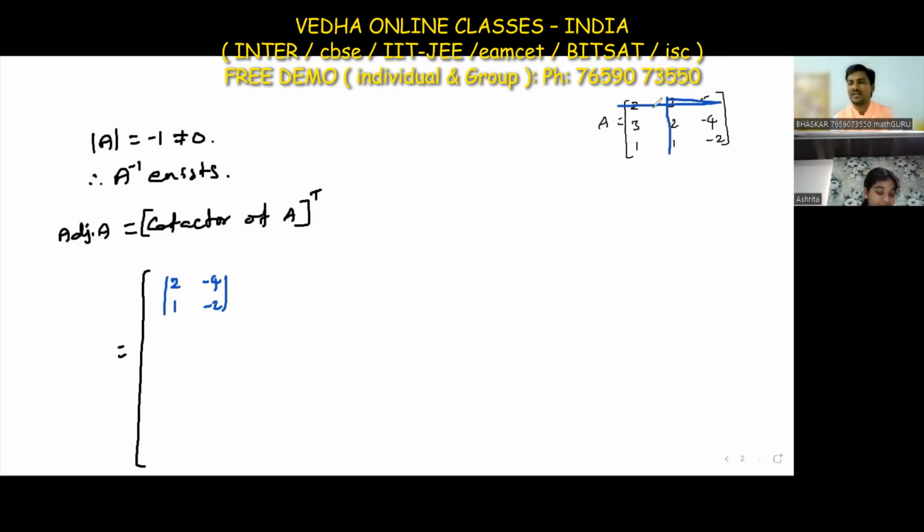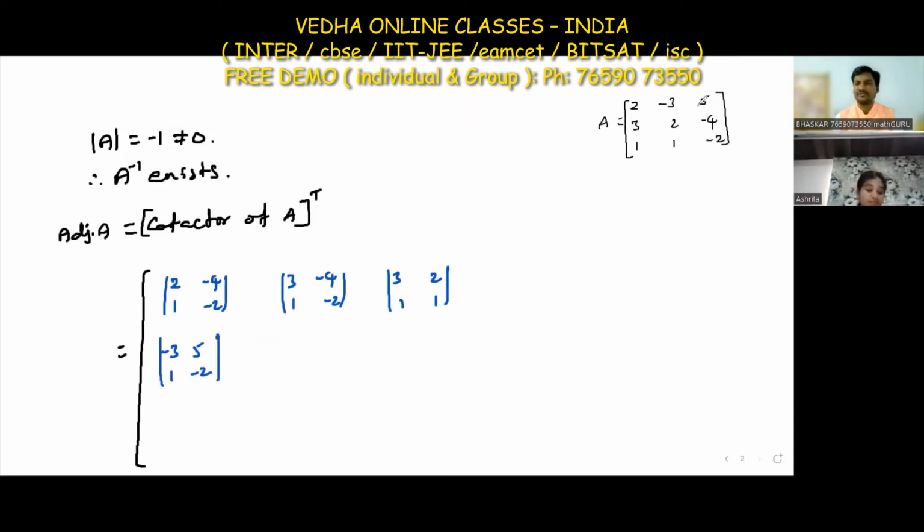If you want the minor of this element, close the row and column. Then 3, minus 4, 1, minus 2. Now the next element: 3, 2, 1, 1. Very good. Next element: minus 3, 5, 1, minus 2.